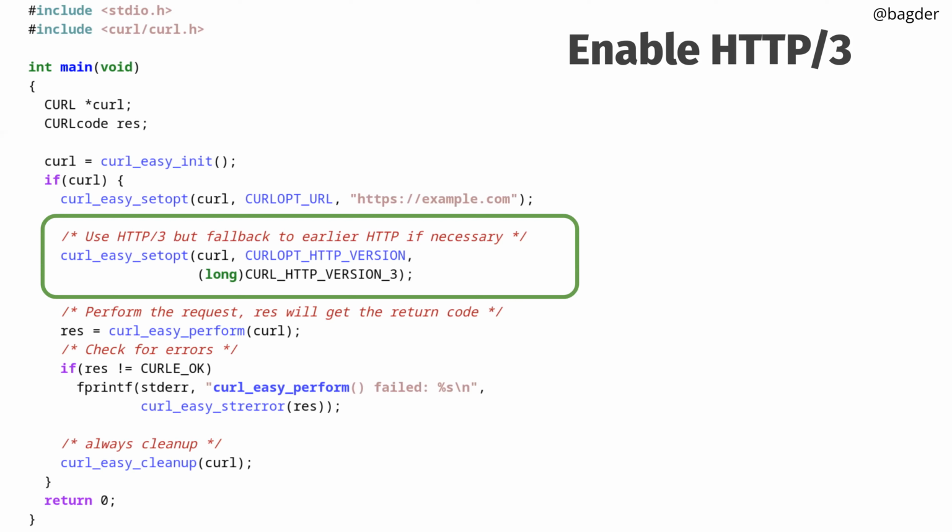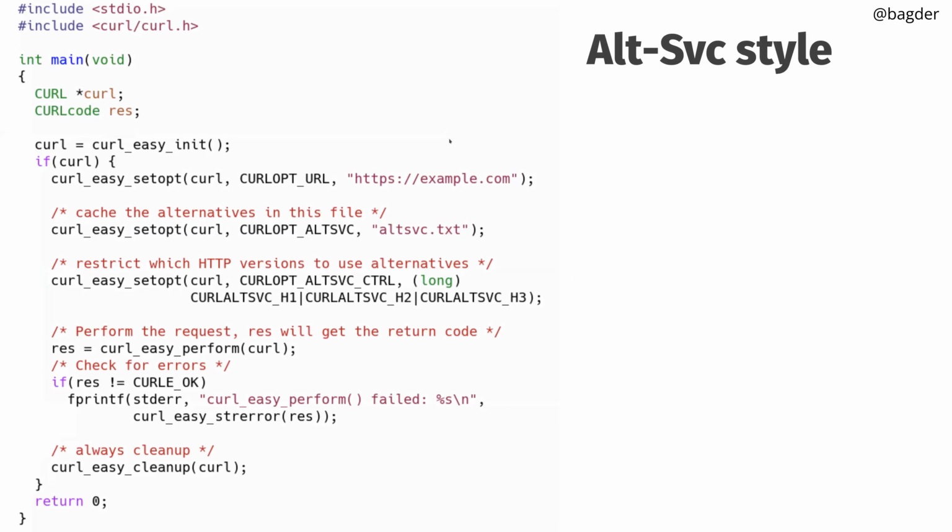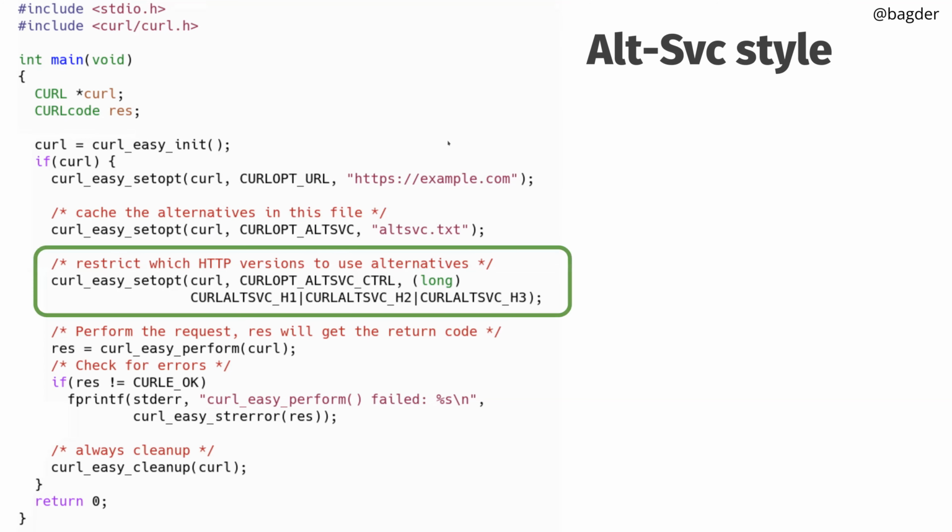And then of course, not mentioned previously, you can do it Alt-Svc style. So you ask curl to support the Alt-Svc header, which is a way for a server to tell us that it supports another protocol on another server for a certain period of time into the future. And this is how you do it.